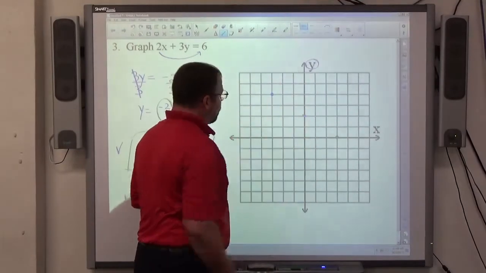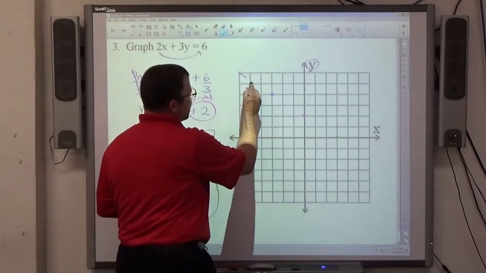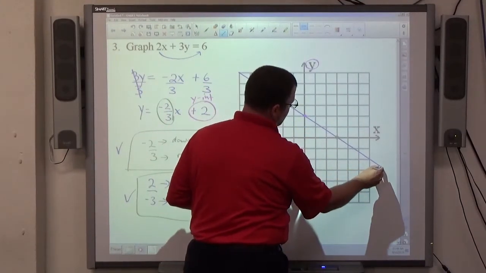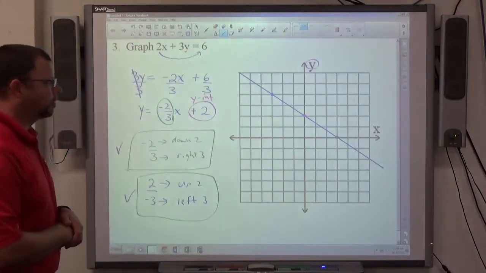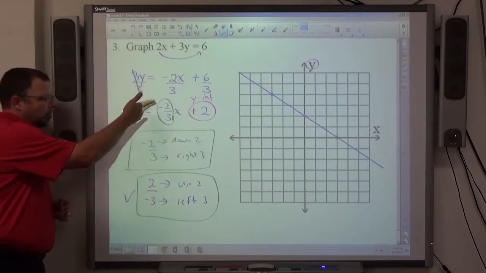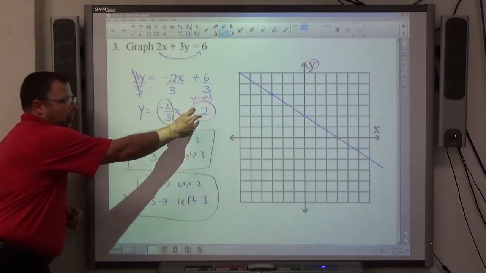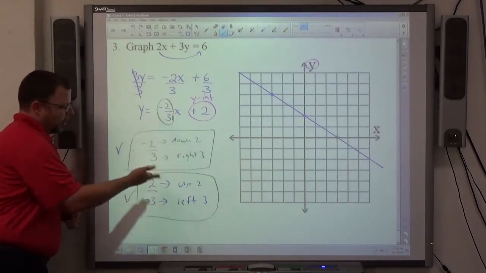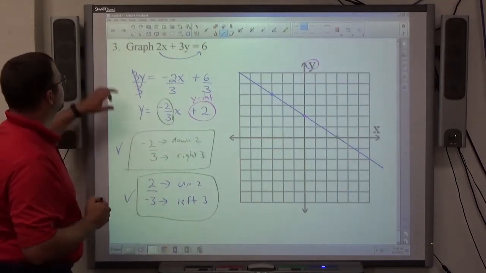Once I've made my points, then I just connect the dots with a nice straight line, putting arrows on the ends, like so, and that's the answer. So graphing the line, that'd be the technique I use for the test. Get y equals, identify the y-intercept as a starting point, use the slope to get a second or third point, connect the dots, move on to the next problem.